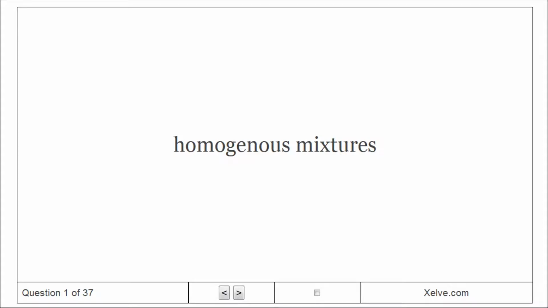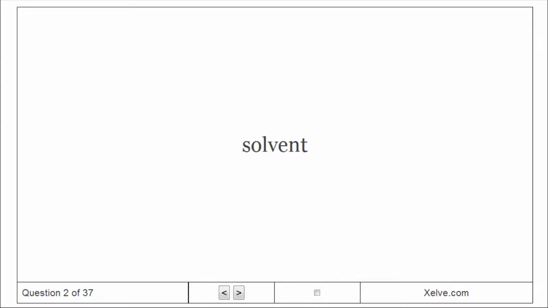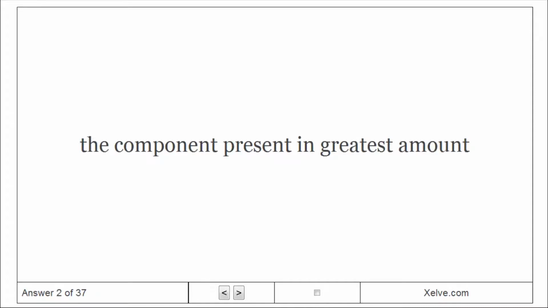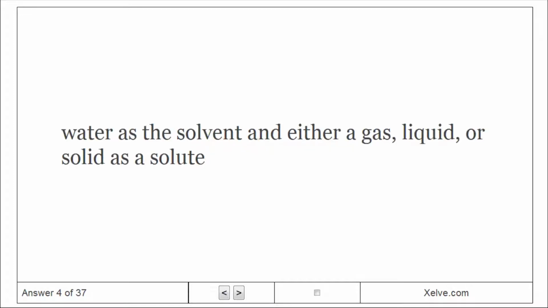Homogeneous mixtures, solutions. Solvent: the component present in greatest amount. Solutes: all other components. Aqueous solutions: water is the solvent and either a gas, liquid, or solid is the solute.